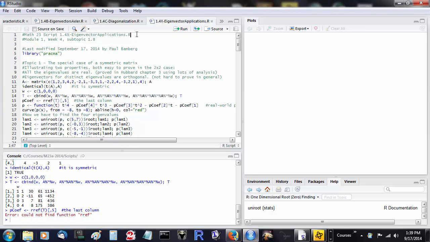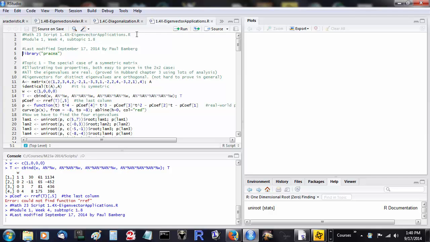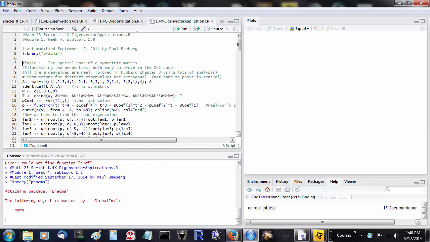It's Paul again with some applications of eigenvectors and eigenvalues for you. You want to have a look at subtopic 1.8 of the executive summary before going through this script. We want to use R, so we load the practical math library.